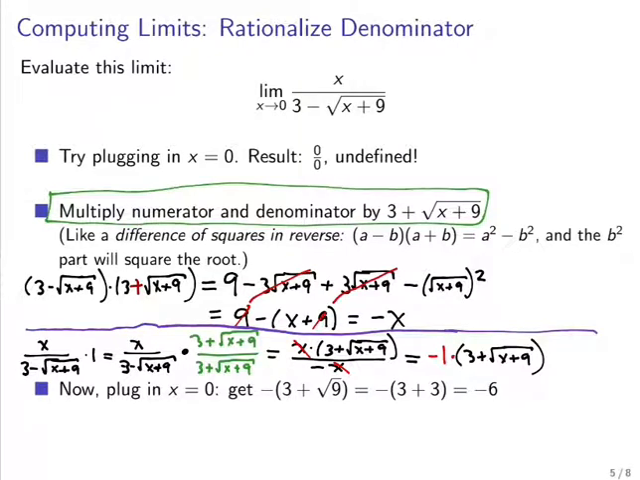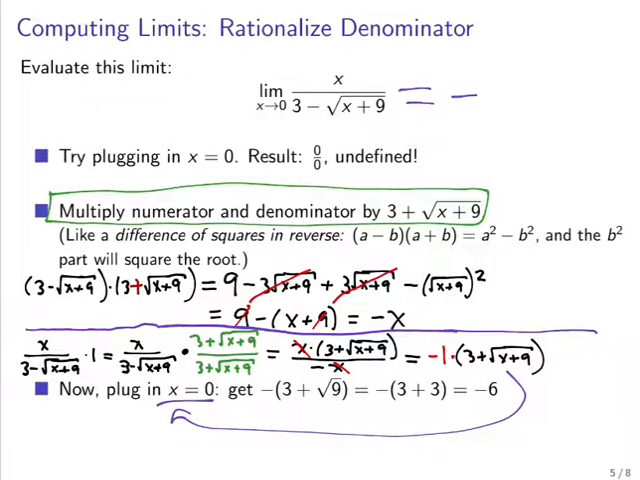And so I'm really left with a negative 1 because of that negative down there, times that 3 plus root x plus 9 in the top that I multiplied by. And now I can finally plug in x equals 0 into this whole expression. So I get negative 1 times 3 plus root 0 plus 9, so root 9 or 3, and I get negative quantity 3 plus 3, I get negative 6. That's the result of this limit.